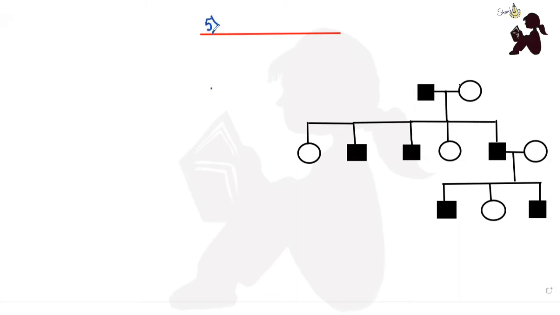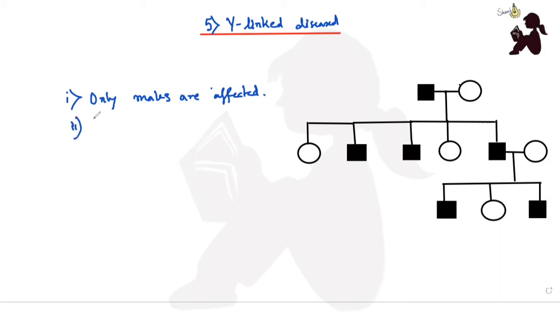Now the last condition is the Y-linked diseased condition. In this condition, only males will be affected. And here the disease is transmitted from the father to the son. Then there will also be no skip of generation.